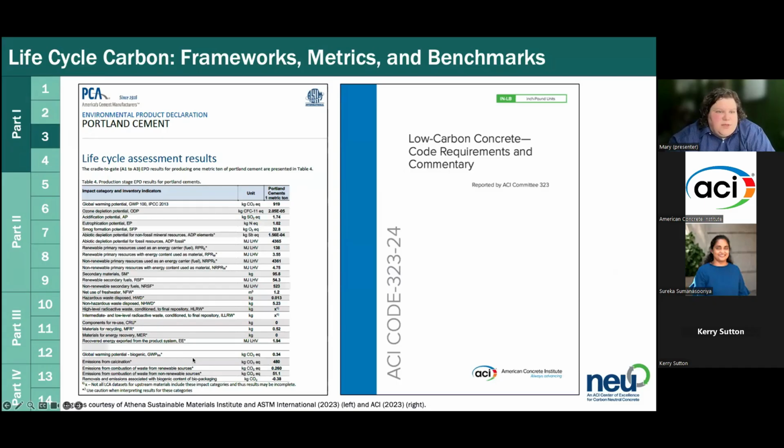So for example, this is from Athena Sustainable Materials Institute and ASTM. Thank you to them. This is an EPD, which is a document that gives the environmental impact, from a third party, of the production of your material. So this is for Portland cement. You can see global warming potential, GWP, is 919 kilograms of CO2 equivalent, which we just talked about, per metric ton of Portland cement.